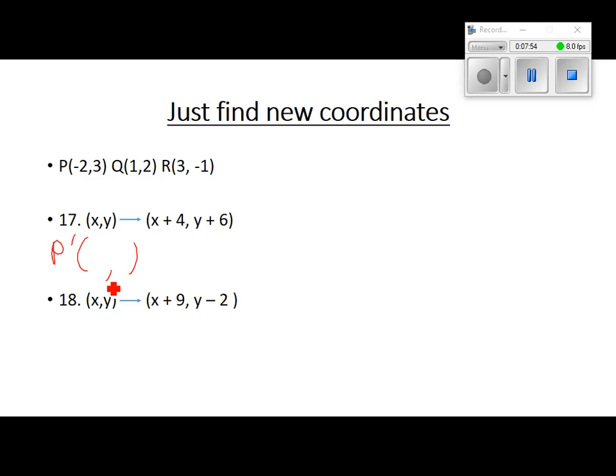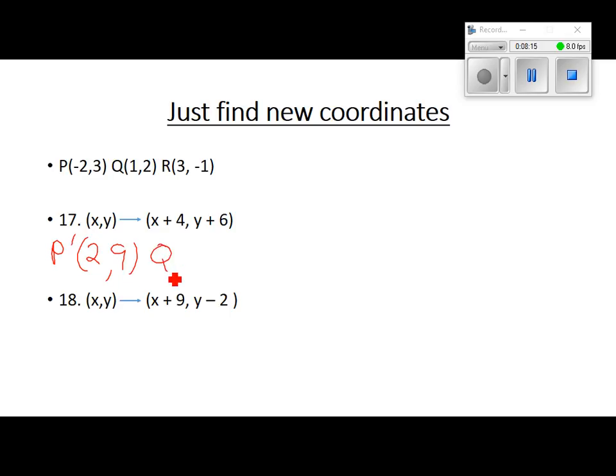What's this rule tell us to do to each x coordinate? Right 4. Add 4 to it, right? So what's -2 plus 4? 2. What's it tell us to do to the y coordinate? Add 6. So what's 3 plus 6? 9. So P prime is going to end up at 2, 9.